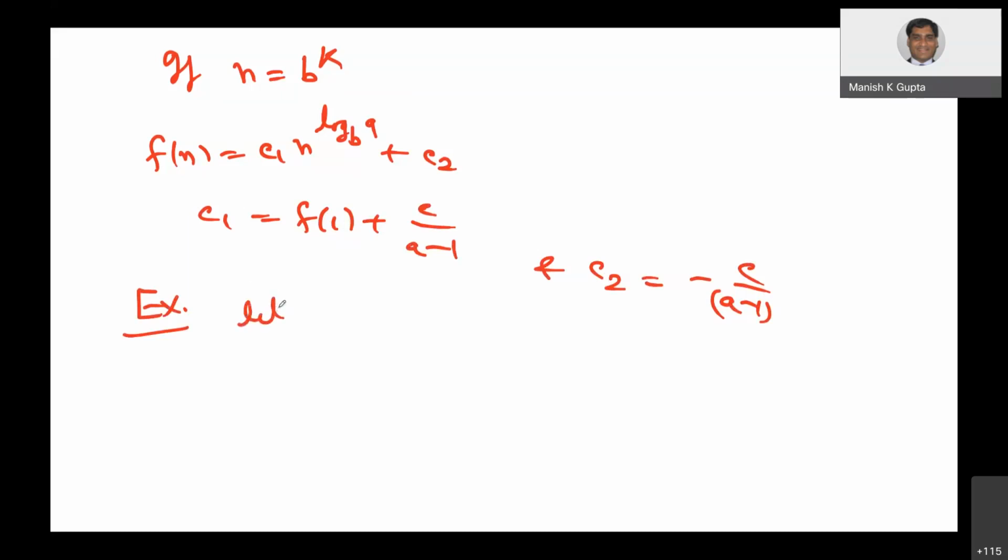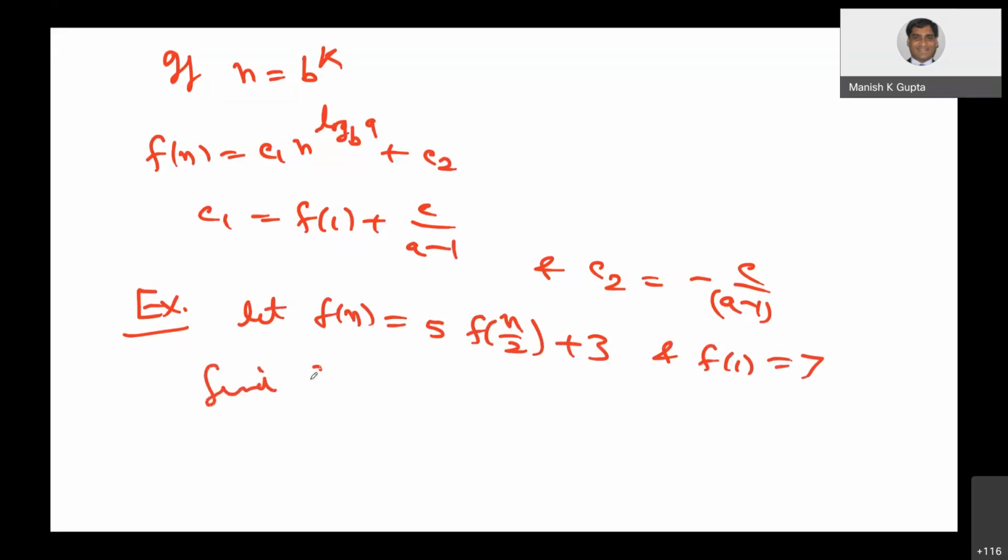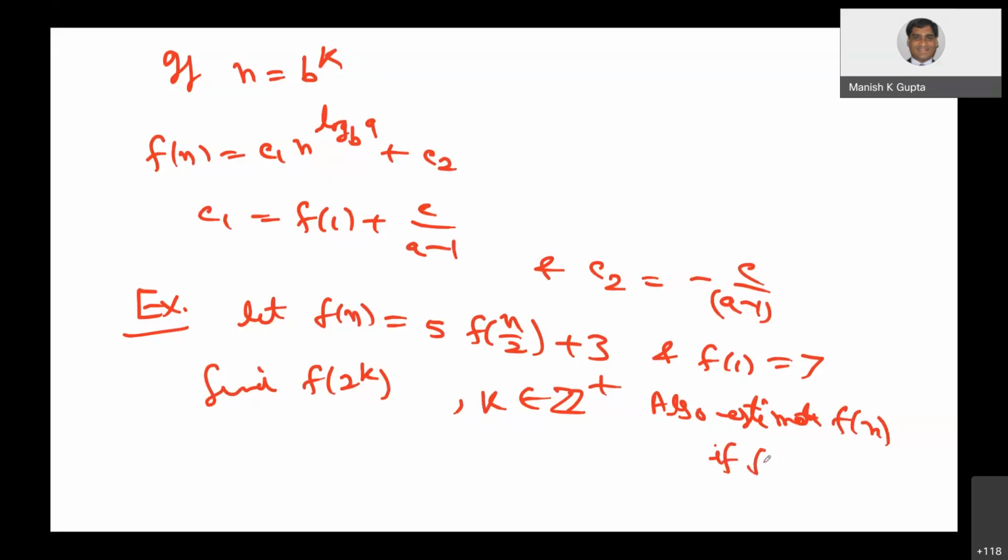So let f of n be equal to 5 times f of n by 2 plus 3, and it is given that f of 1 is equal to 7. Find f of 2 raised to power k, where k is a positive integer. Also estimate f of n if f is an increasing function. This condition is important actually.